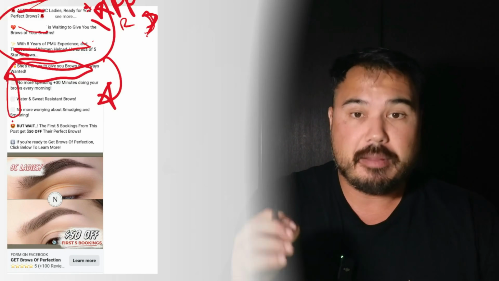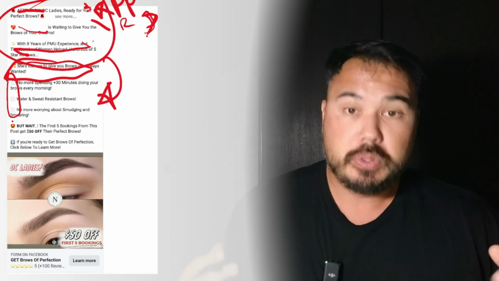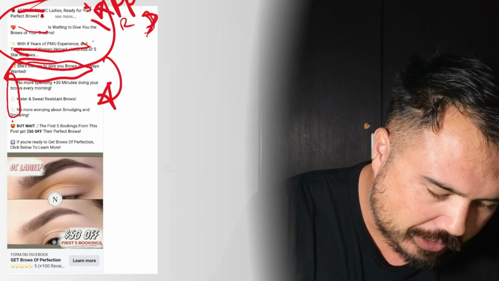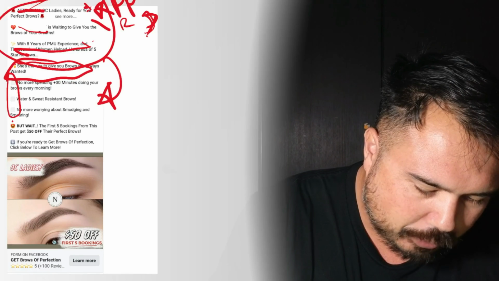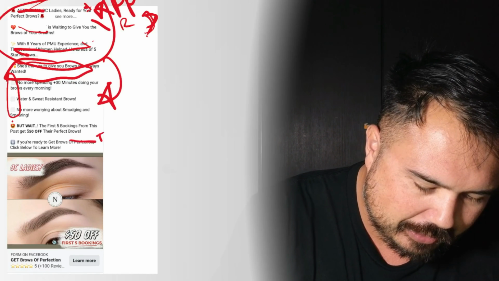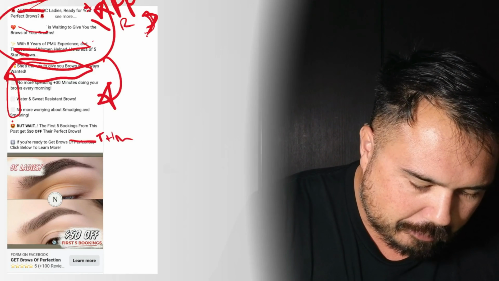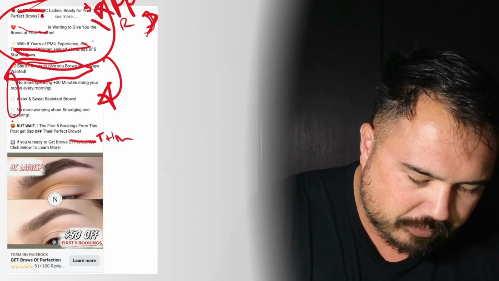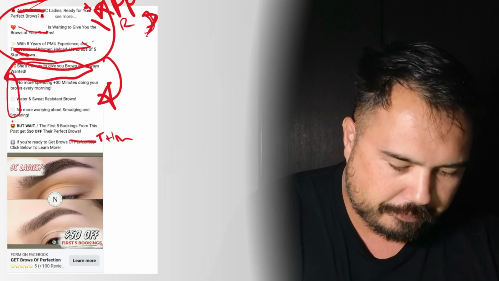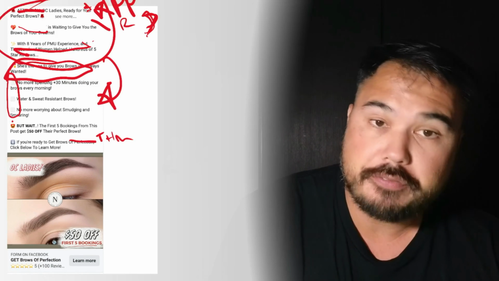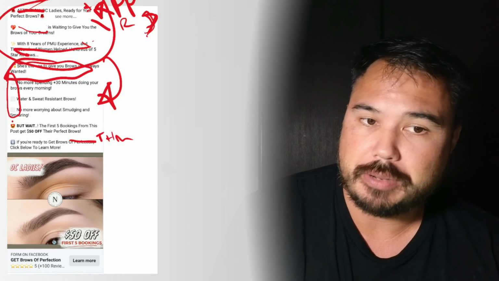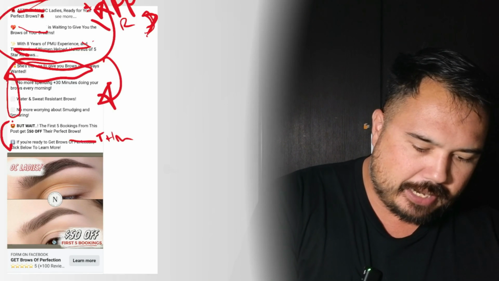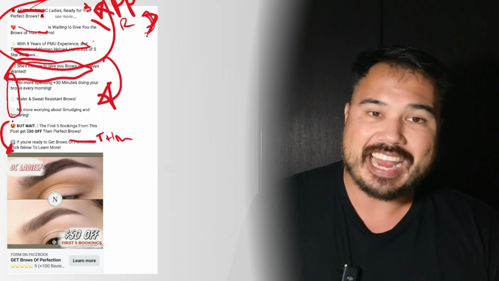Now we need to tie a bow in it, so that by the time they get to the bottom, we get them to take action now if they're actually engaged. So what I would do is I would say, if you're ready to get brows that turn heads, click below to learn more. And as a special offer for the first 5 bookings, you will get $50 off your perfect brow, $50 off your next treatment or something like that for the first 5 bookings. So you want to switch that to there, and you want to use it as a hook to get people to take action now.